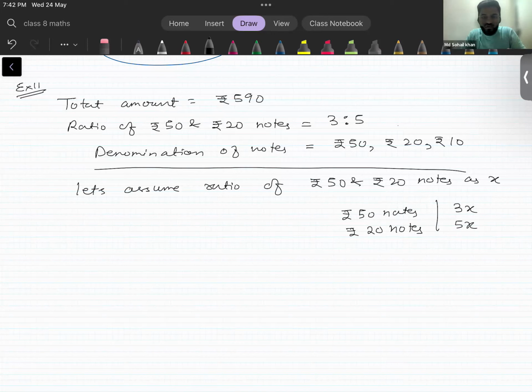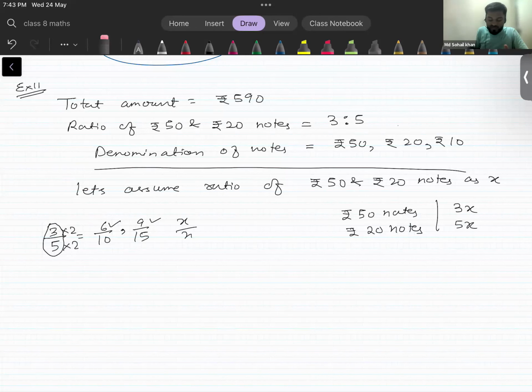Why have we taken the ratio in the form of x? Because we don't know the exact number of notes. 3:5 might be 3 multiplied by 2 and 5 multiplied by 2, so it could be 6 upon 10 also, or 9 upon 15 also. The simplest ratio given is 3:5, but there could be 6 notes of 50 and 10 notes of 20, or 9 notes of 50 and 15 notes of 20. So we don't know the exact number, and we assume the ratio to be x, taking 3x and 5x. So far this is clear? Then let's proceed further.